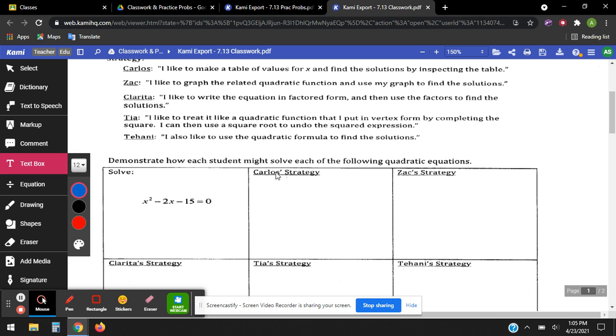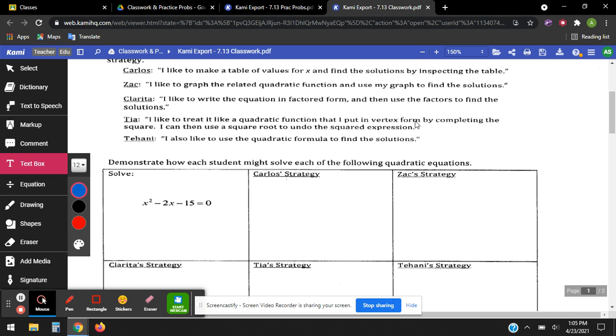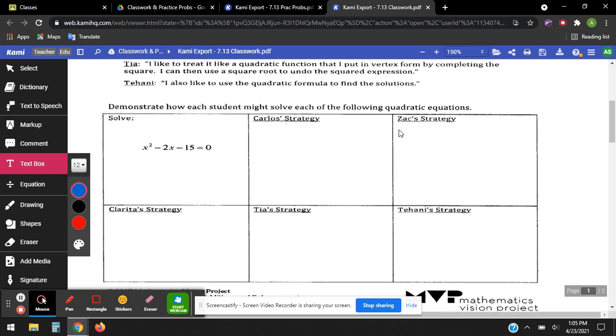And I'm not necessarily going to go in order, but I'm going to pick them with my preference first on there. So when given this equation, I actually like to put it in vertex form, because if I'm going to make a table or a graph, I am going to need a vertex and some numbers to be able to turn into a factored form. And so I'm going to start with Tia and use vertex form.